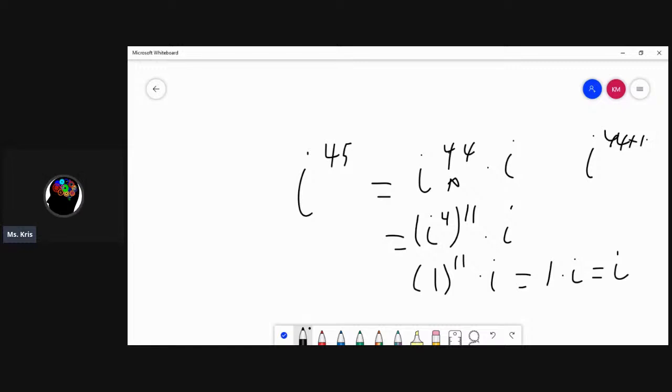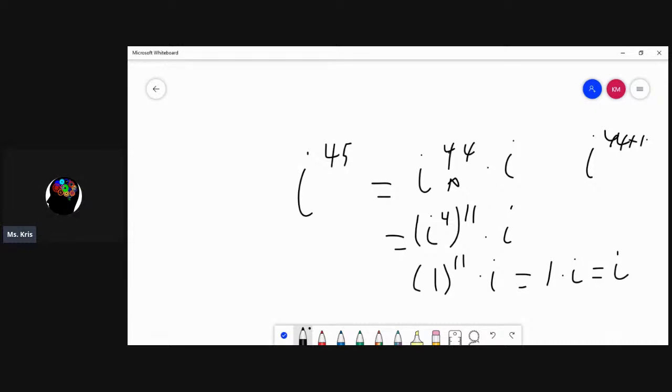Now, you can break these down however you prefer. You can split them in half to where you had i to the 22nd times i to the 22nd. That still would have been the same. You still would have come up with the same answer. Always know that you can break your numbers down simply by shifting them into their known forms.